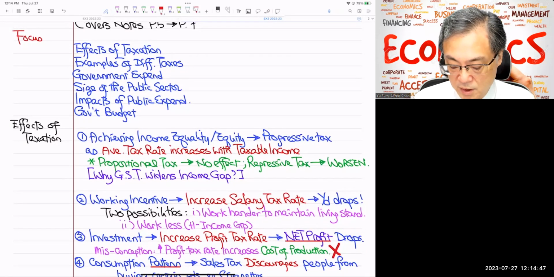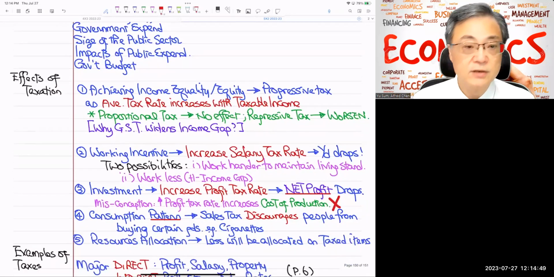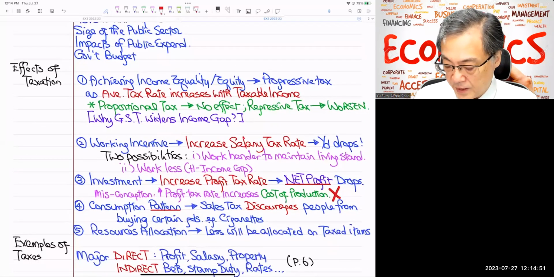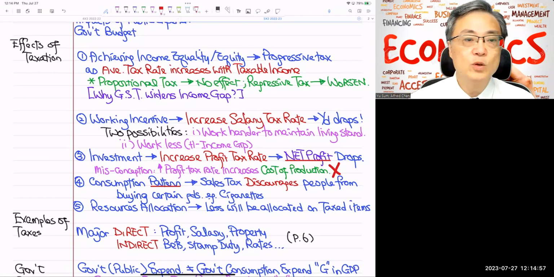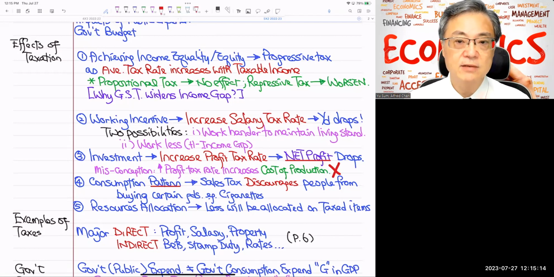You can see right here. So let's start off with effects of taxation. Most of the time, the exam will set questions like, what can the government do in achieving certain economic goals? For example, if the question is asking about achieving income equality, or what we say equity in chapter 14, then the government should adopt a progressive tax.